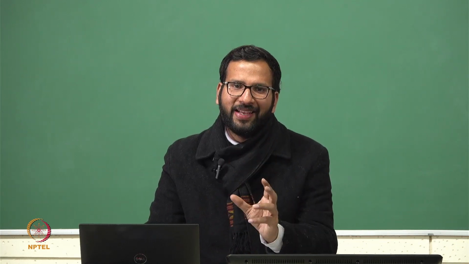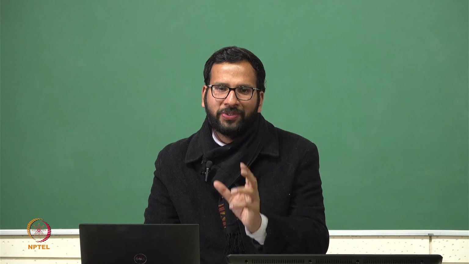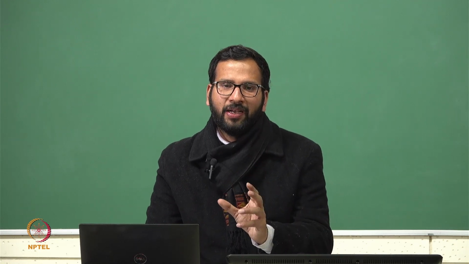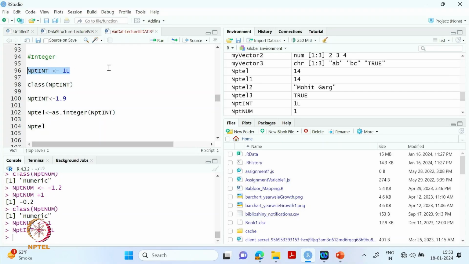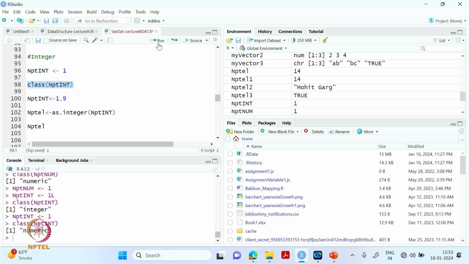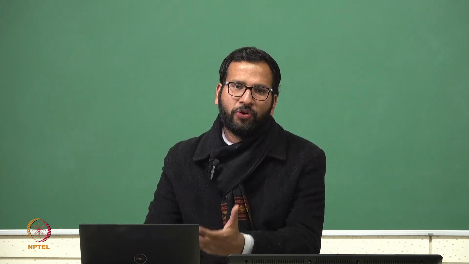For assigning an integer value to an object, you have to explicitly mention L after the number. So for example, if I do this, I run, and now if I check the class of this, it will show integer. If you don't write L here and do it like this, and now you see the class, numeric. So it is automatically changed to numeric. So if you are thinking that this one is an integer number, you have to use this L after the number.